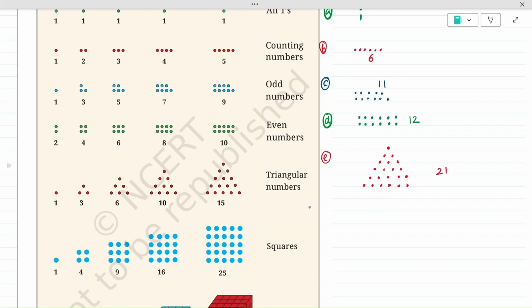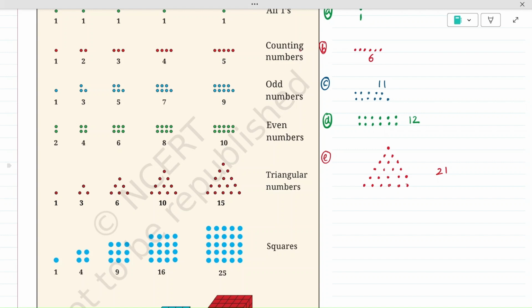Now let us count the number of dots on each side. Okay. So it is 1, 2, 3, 4, 5, 6. So on this side, 6 dots are here. Now coming to this side, 1, 2, 3, 4, 5, 6. Again 6 is there. And here also 1, 2, 3, 4, 5, 6. So each side has an equal 6 dots, which makes it an equilateral triangle.